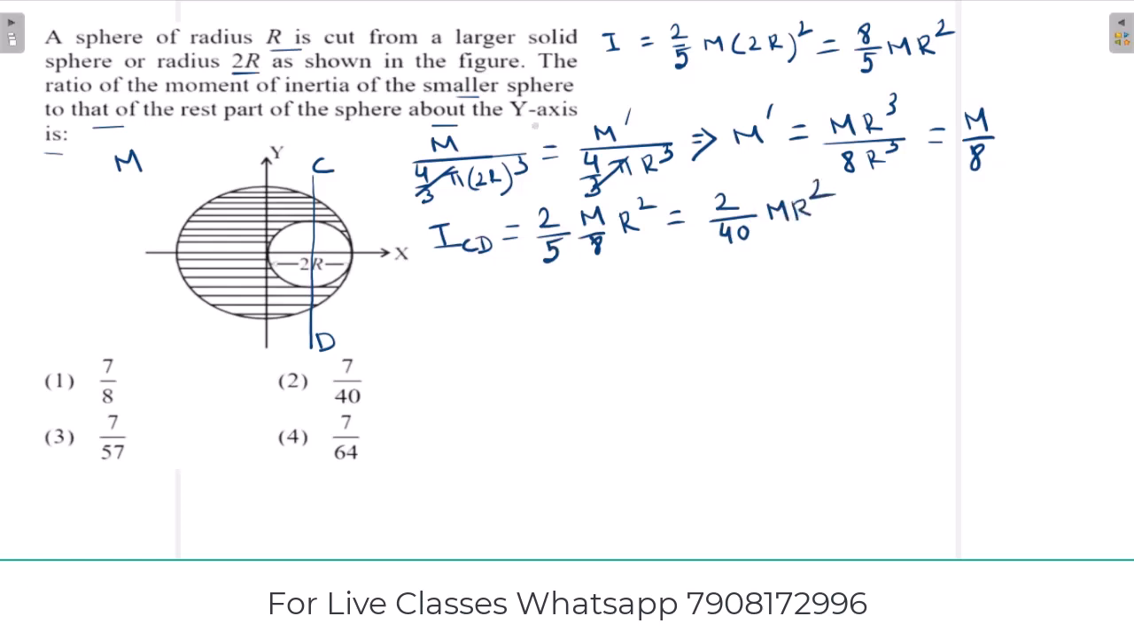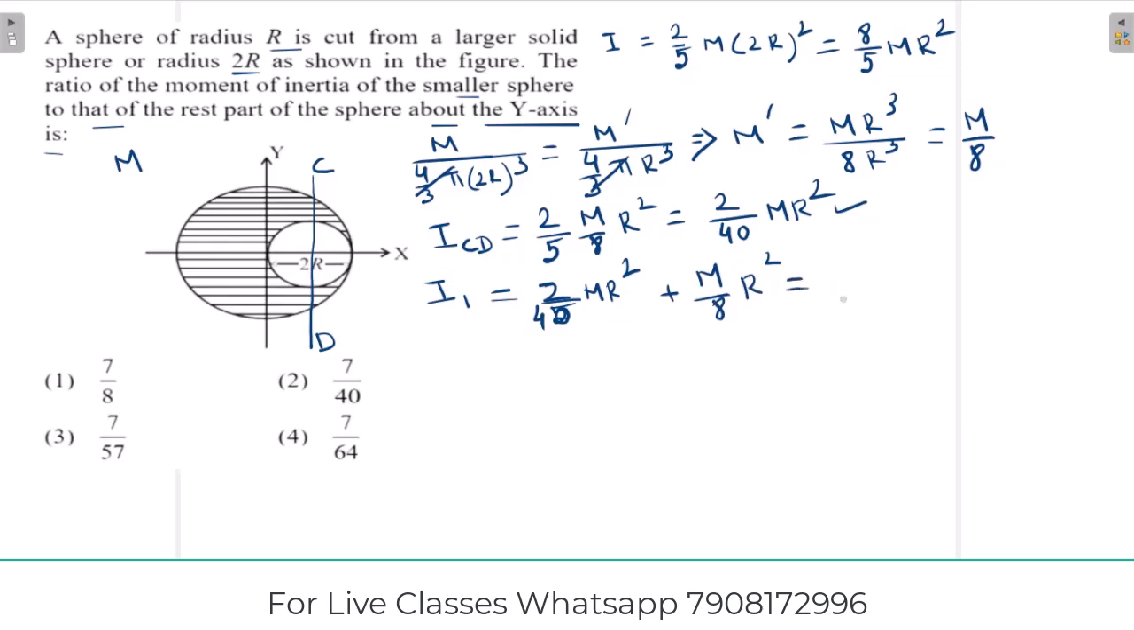Now, we have to find the moment of inertia about the y-axis. So, about the y-axis, let's assume the moment of inertia of the smaller sphere is I1. Now, CD and the y-axis are parallel. So, we will apply the parallel axis theorem, that is I CD, 2 by 40, sorry, 2 by 40 M r square, we already got this one, plus mass M by 8 into the distance between the two axes, that is y-axis and CD, this is r. So, M by 8 r square.